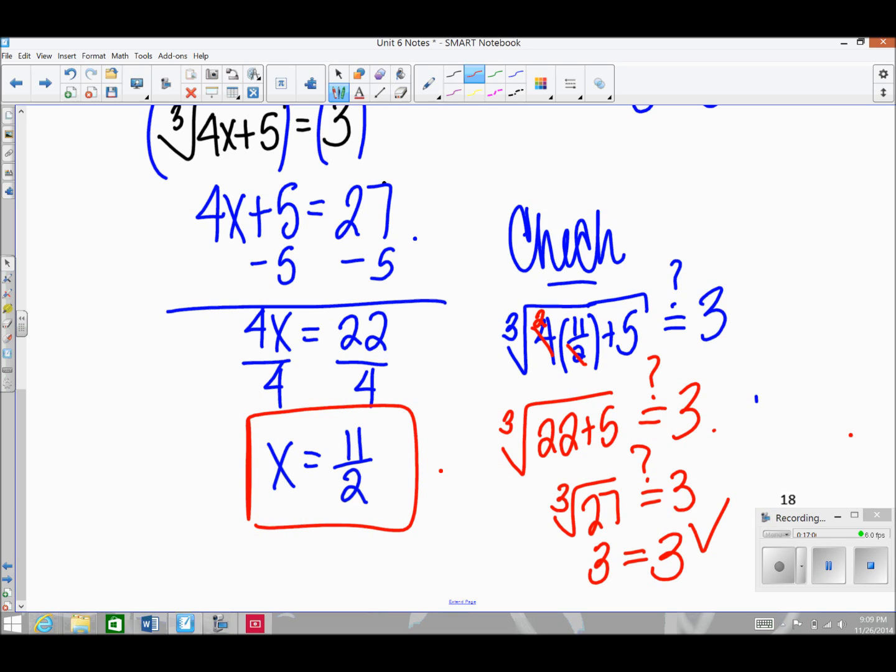So that's it for solving radical equations. And again, remember that you can apply that same process where wherever the root is or whatever the root is, you just raise it to that power. And then the next thing we're going to look at is what happens when you take the square root of a negative number.